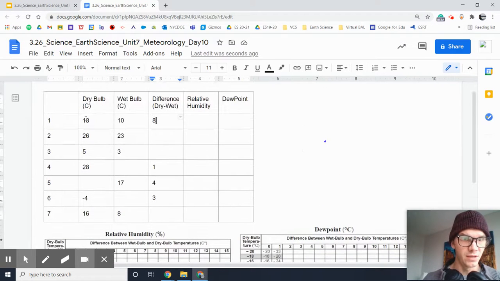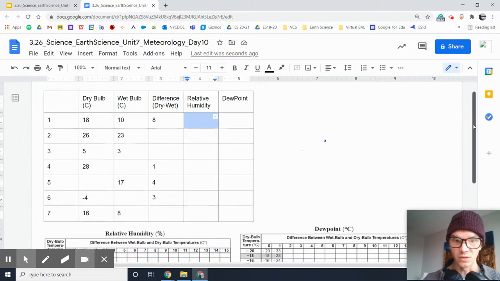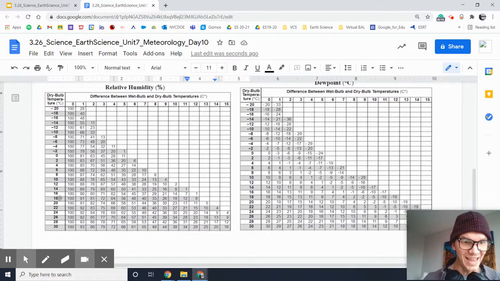So the first data point, the dry bulb, is 18 degrees. And remember, I want to make sure these tables look very similar, so I want to make sure I'm looking in the right one. I'm looking at relative humidity first. So the dry bulb was 18 degrees Celsius. And the difference in these two bulbs, we said, was 8 degrees. So I'm going to see where these two lines intersect, and that should give me the relative humidity in percentage.